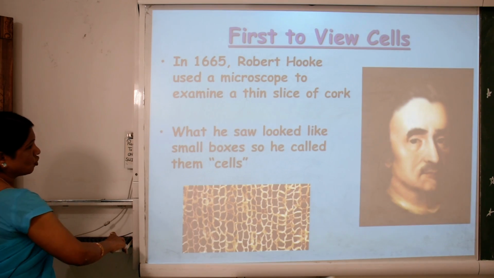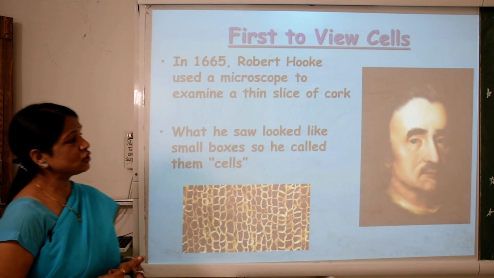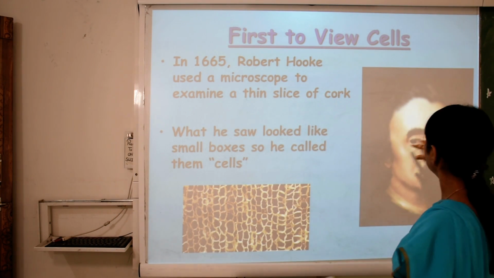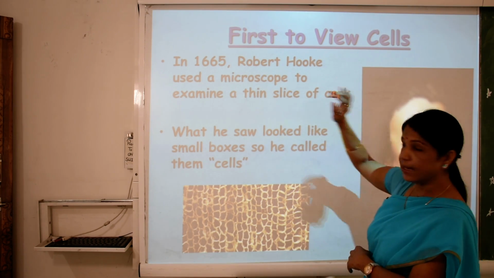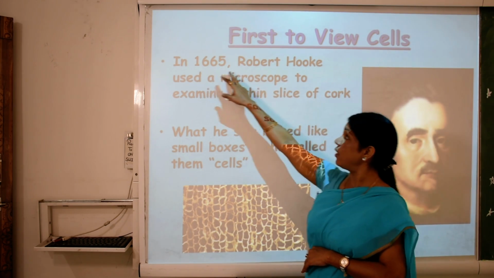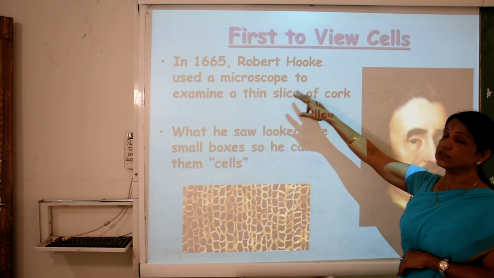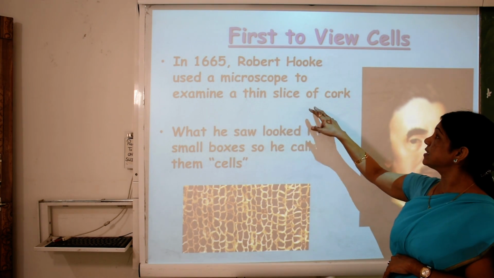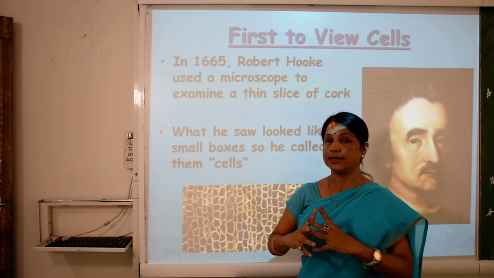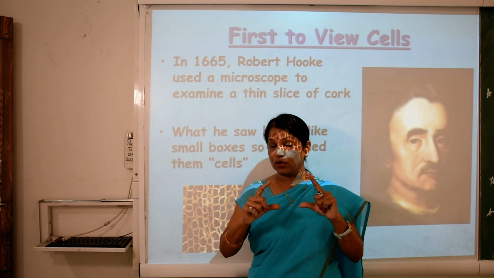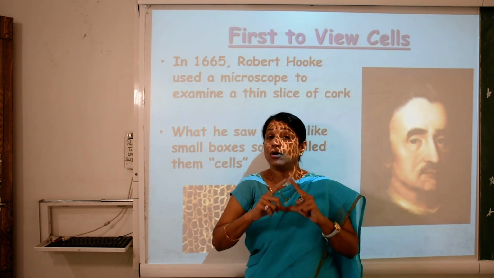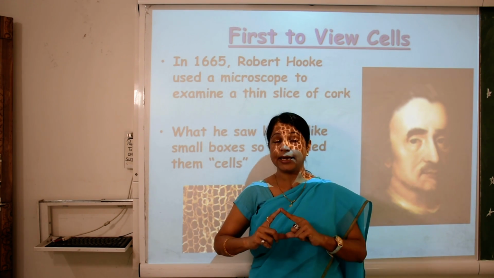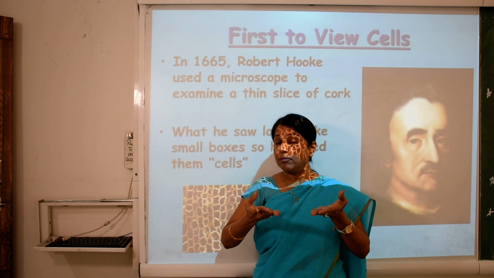So today we talk about the cell. First view of the cell. What was the first view of Robert Hooke about the cell? In 1665, Robert Hooke used a microscope to examine a thin slice of cork. Here is the cork, it means the wood. He took a piece of the wood and kept it under the microscope.